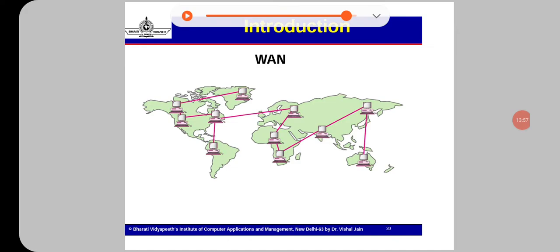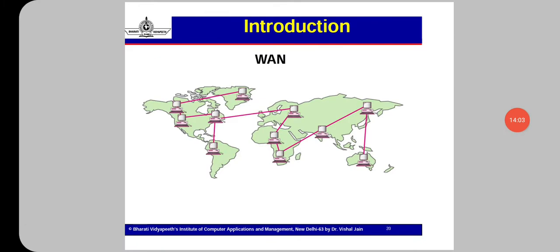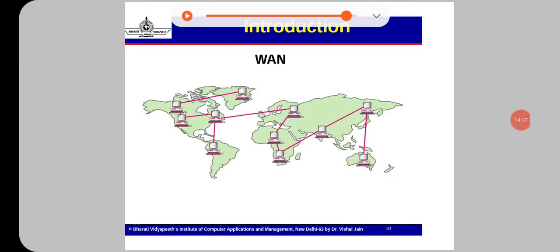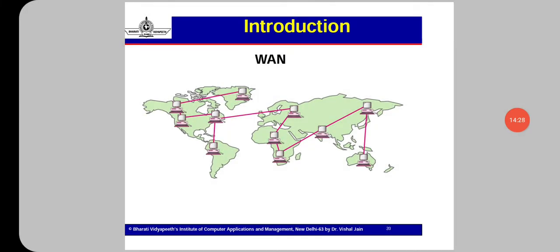WAN. Next type of network is called WAN. WAN means wide area network. Generally, WAN is used for covering large geographical areas, like satellites, covering large cities and countries, connecting large geographical areas and countries. So generally WANs are used with wireless technologies, like satellites, towers and etc.